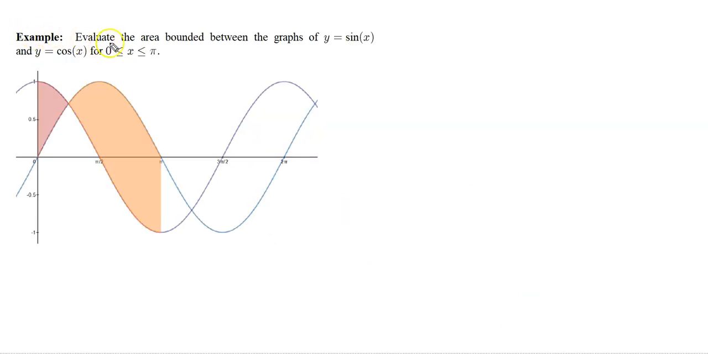Now for this example, we want to find the area bounded between the graphs of the sine function and the cosine function for x between 0 and pi. So the first thing you want to do is graph the functions that you're working with and try to determine the region that you're trying to find the area of. So here we have the graph of the cosine function right here, and the graph of the sine function right here.